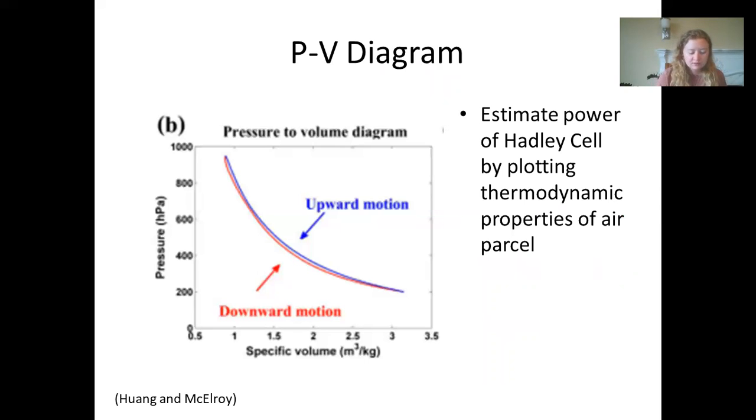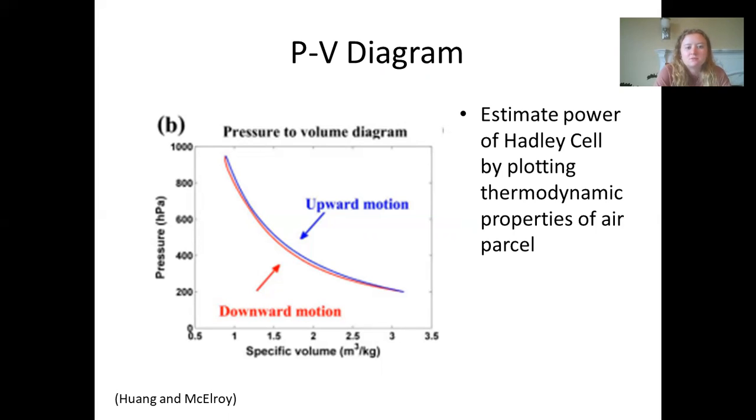The paper that I read to understand how climate change is impacting Hadley cells is called The Contributions of the Hadley and Ferrel Circulations to the Energies of the Atmosphere over the Past 32 Years. It was written by Wang and McElroy. And most of the diagrams throughout this presentation came from that paper.